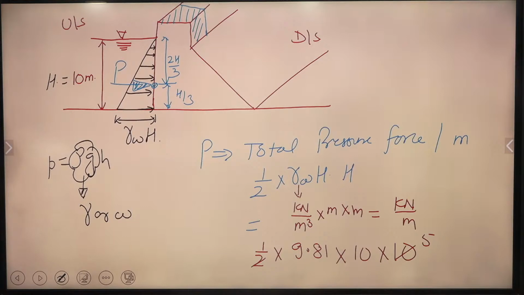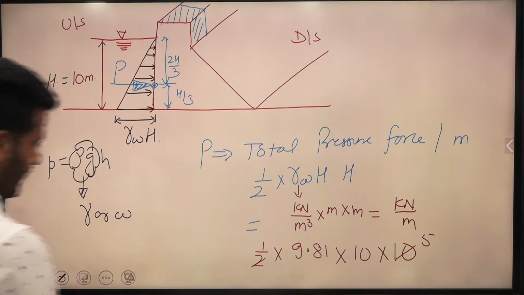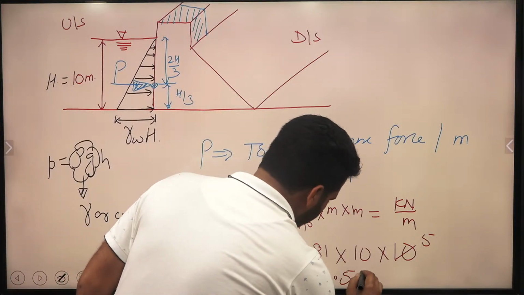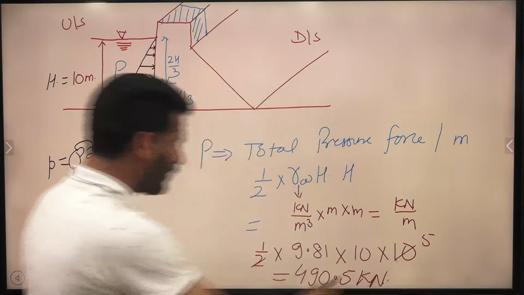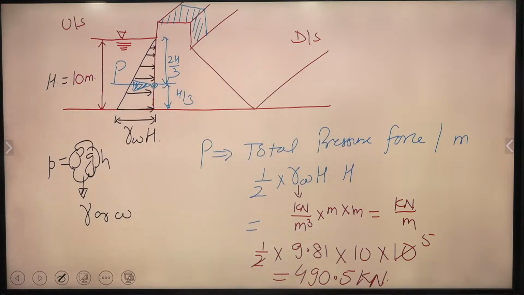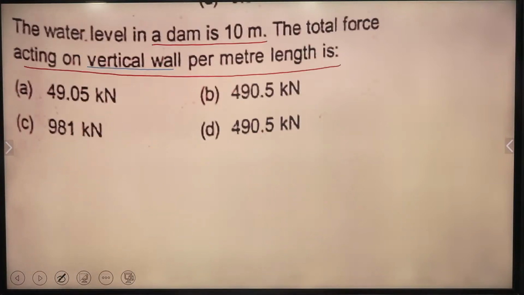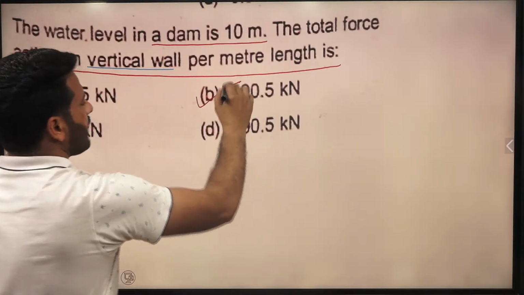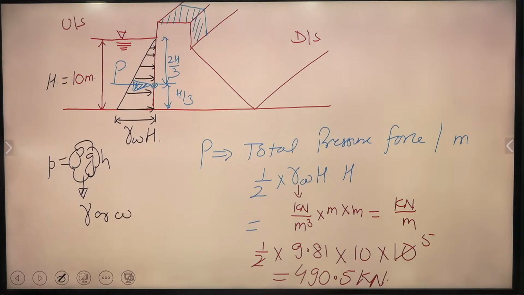So let me know what the answer is basically. Is it coming to be 490.5 kilonewton? I just solved it now and it is coming to be 490.5 kilonewton. Option B will be the answer.